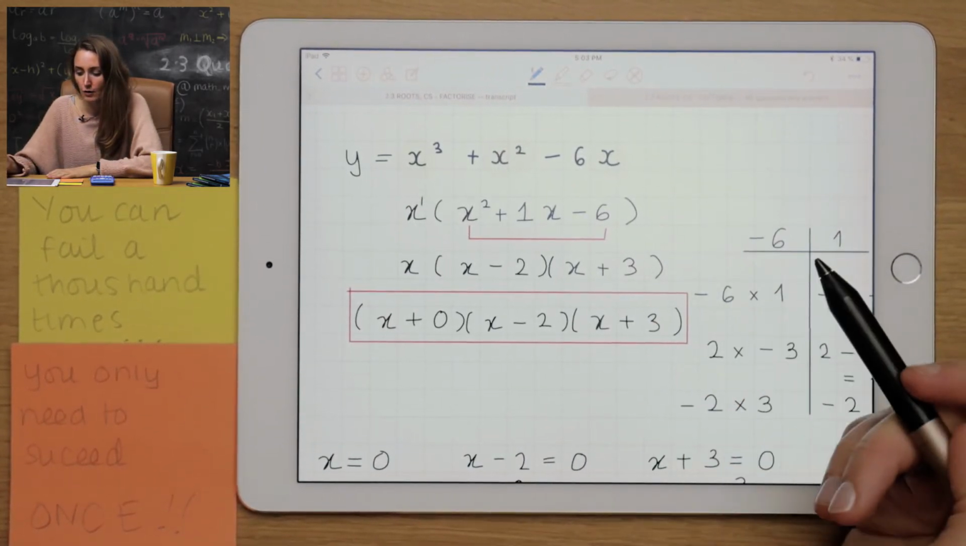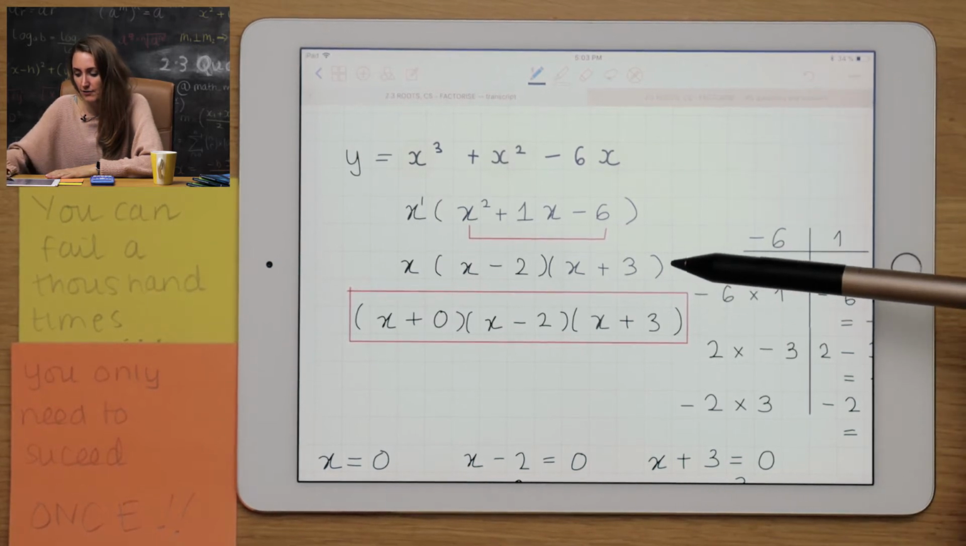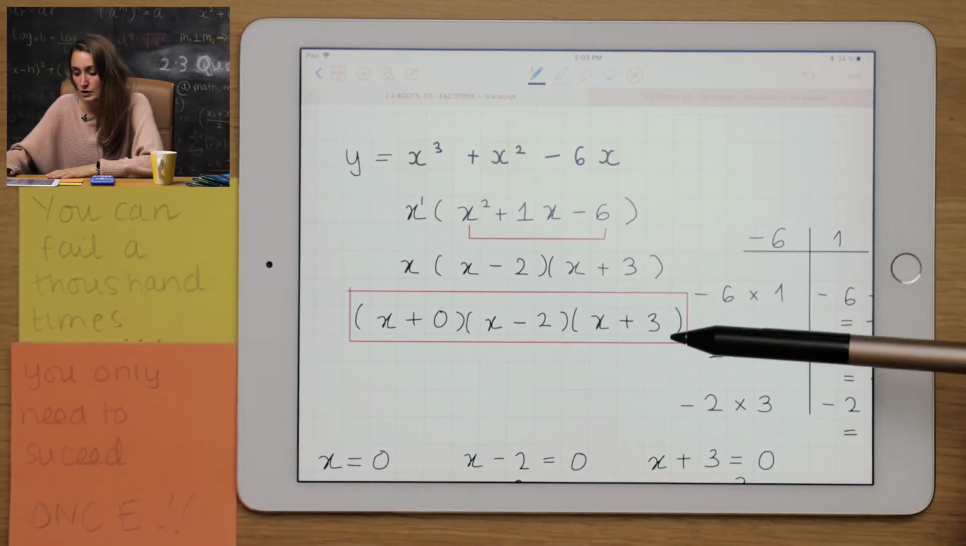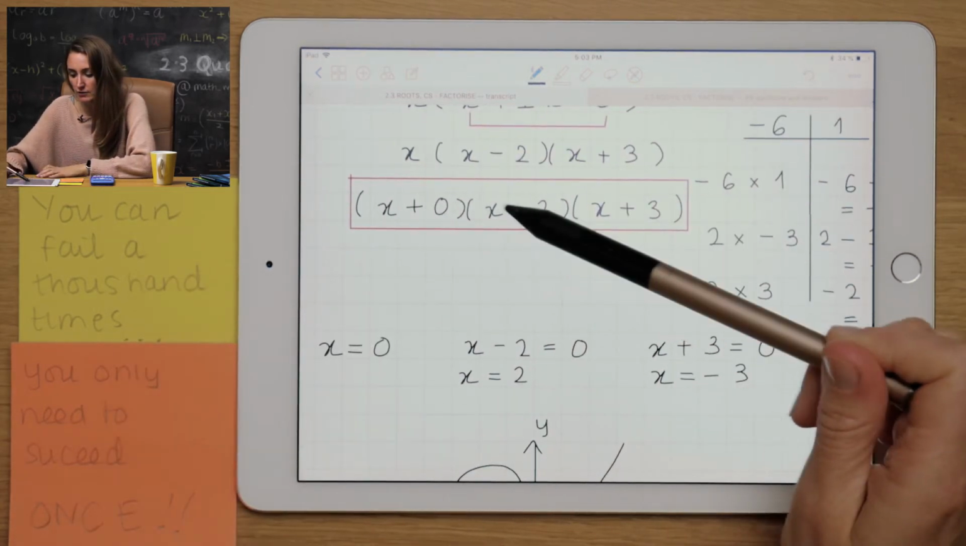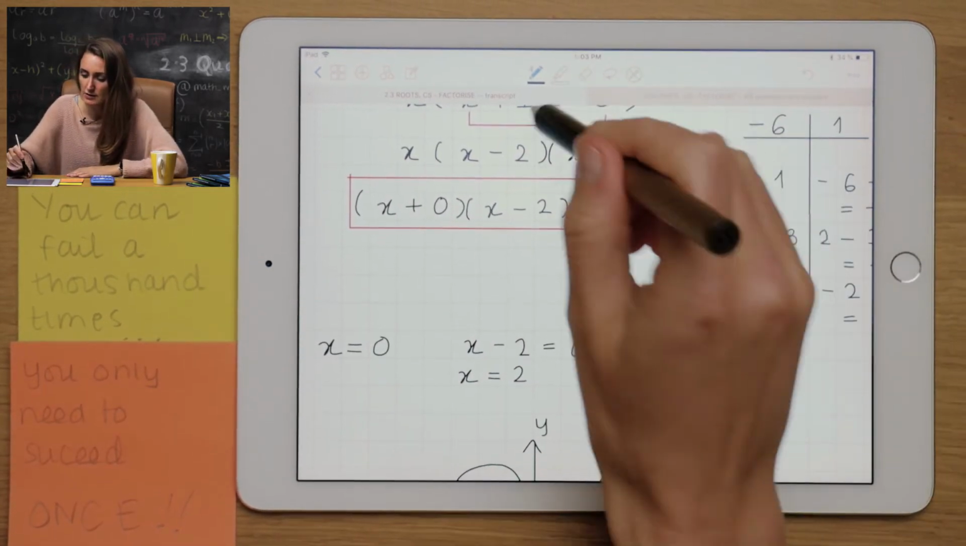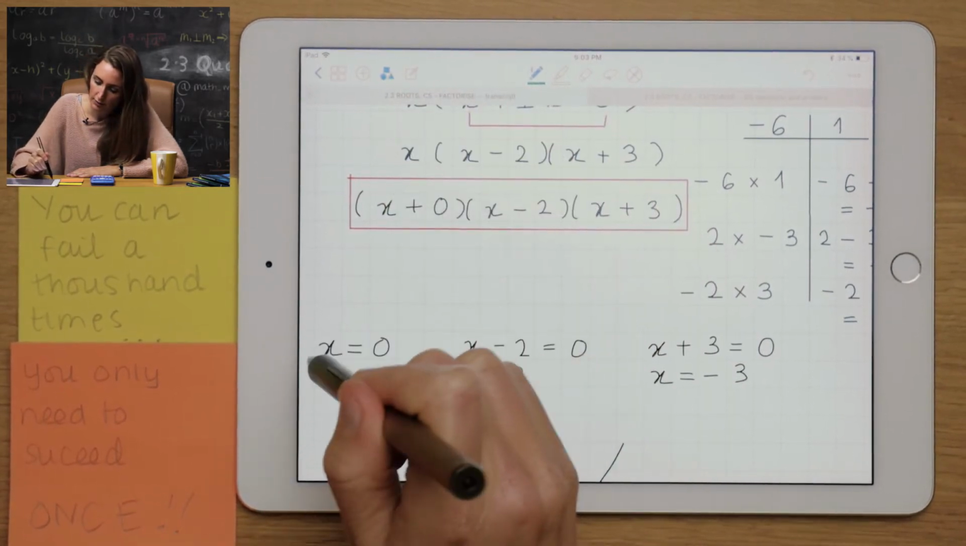So depending on what they ask you, you can either factorize, which will bring you to here, or solve, which is one step further, where you make each of these brackets equal to 0, and that gives you 3 solutions.